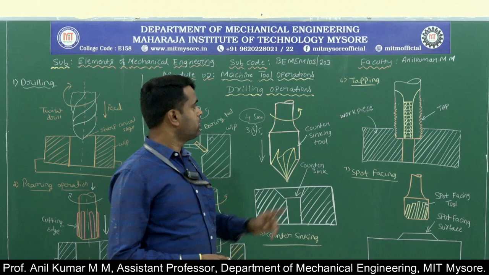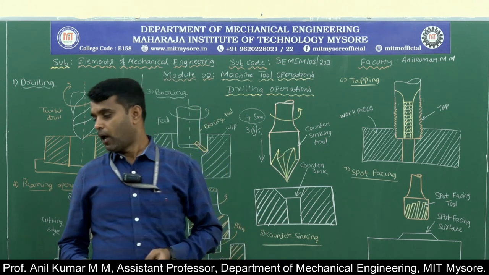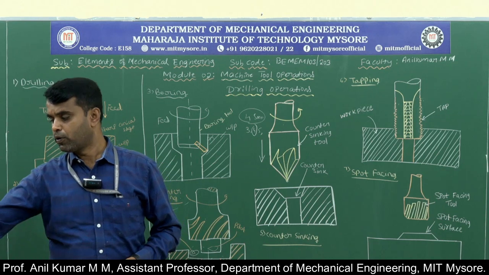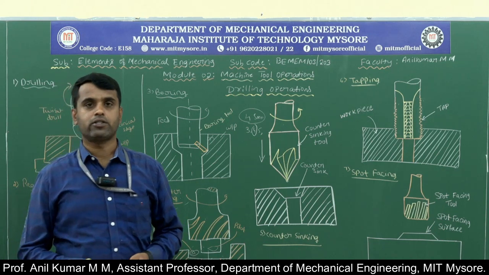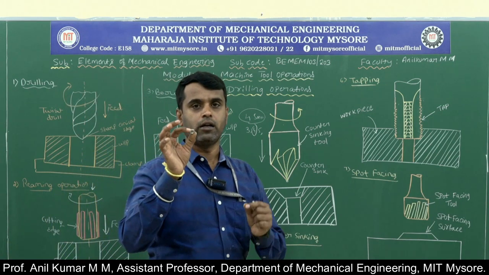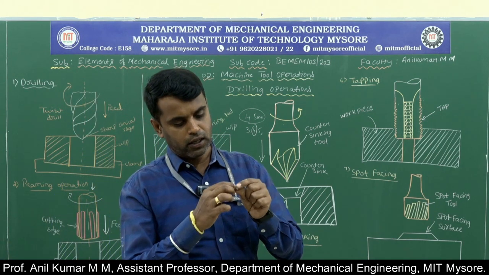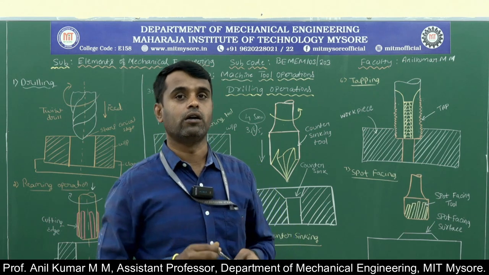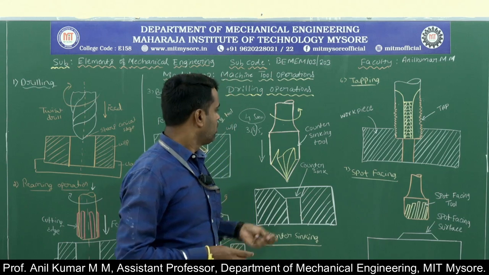The next operation is the tapping operation. Tapping is a drilling operation that is used to produce internal threads on the cylindrical workpiece material. All of you have seen the nut, right? Inside the nut there are threads, and these threads can be produced by using the tapping tool.